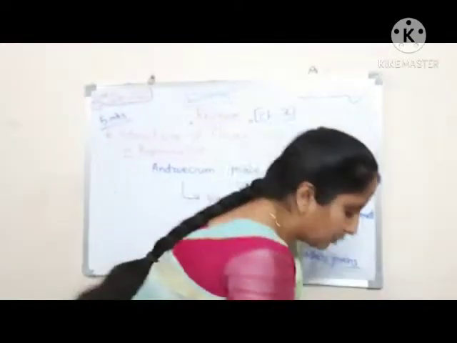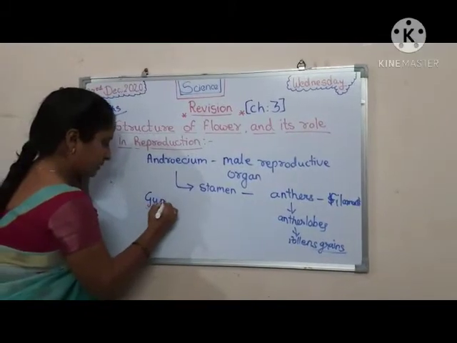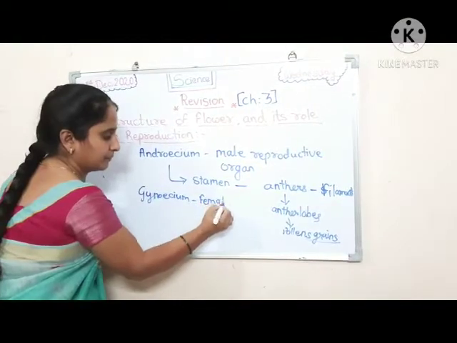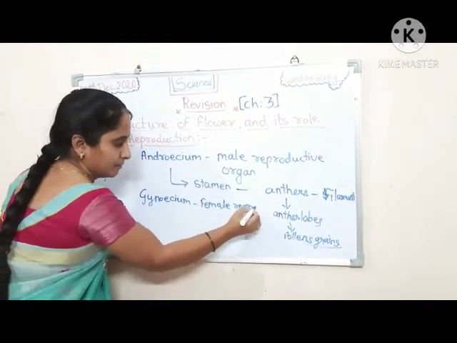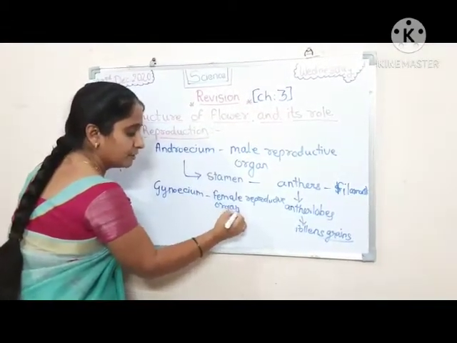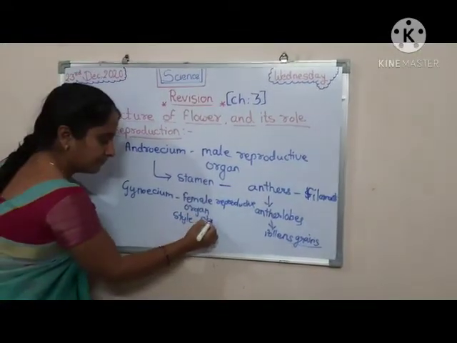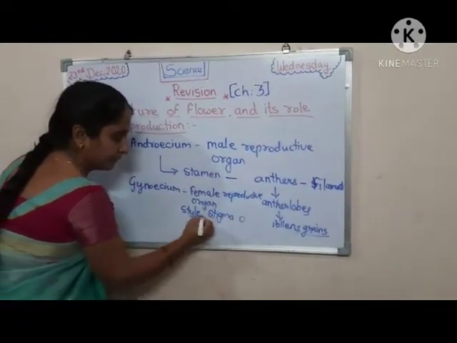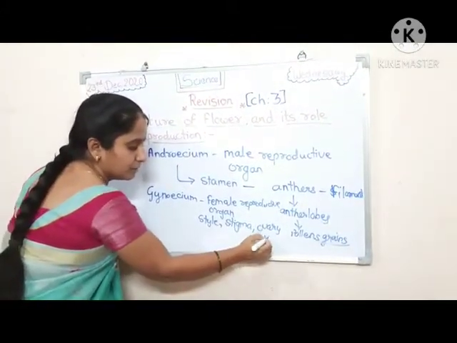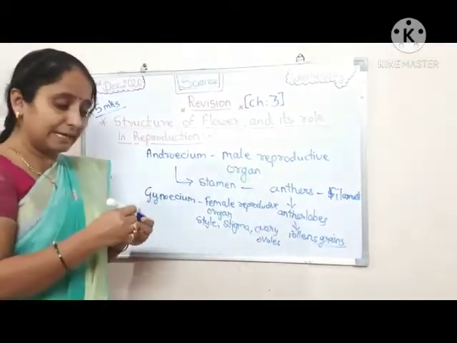The next whorl of the flower is the gynoecium. Gynoecium is the female reproductive organ. It consists of style, stigma and ovary, these three parts. Ovary contains ovules, which are known as female gametes.